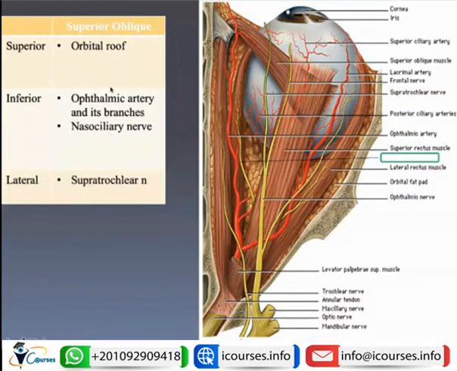Then we have the relations of the superior oblique. What is above the superior oblique? There will be the roof. So the superior oblique is running between the medial wall and the roof. Inferior to the superior oblique, there will be the ophthalmic artery and its branches, and the nasociliary nerve and its branches, and both the ophthalmic artery and nasociliary nerve are closely related to each other, as you can see here. Laterally, there will be the supratrochlear nerve, as you can see here.